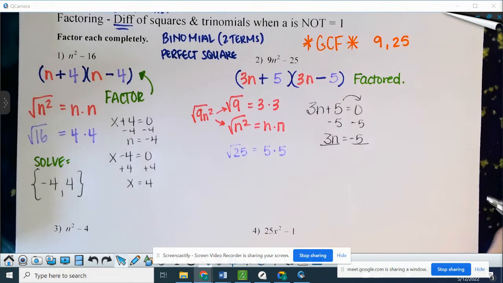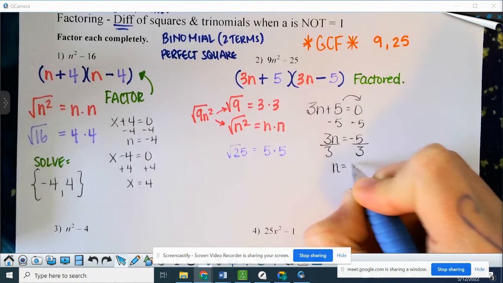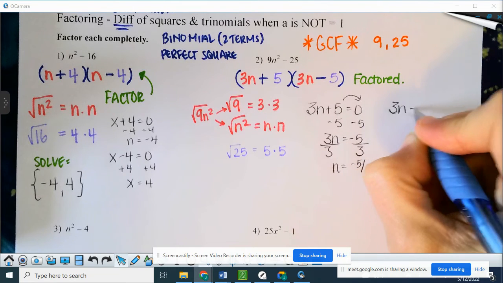What is the inverse or opposite operation to multiplication, Miguel? Miguel or Jakaya? One of you guys save us here. What's the opposite of, yeah, good job. So we're going to divide by 3. So n equals a negative 5 over 3. So that's the first one. Now we need to do it for 3n minus 5 equals 0.